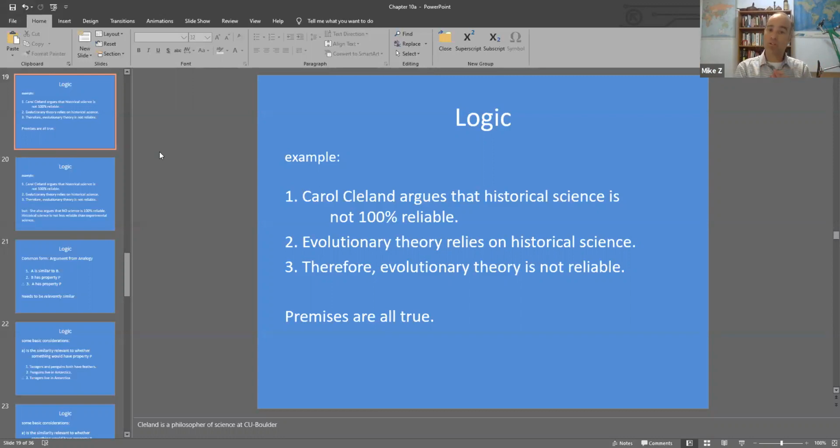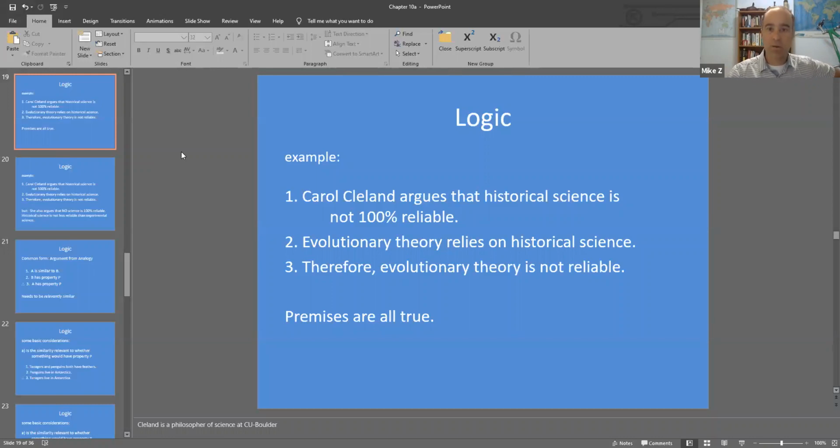And then there were also people who thought that if we do teach evolutionary theory, we should also teach something like creationism or intelligent design theory, if you've heard of that. The scientific community considers these to be non-scientific rivals to evolutionary theory. So they present this argument that they heard from Carol Cleland. Carol Cleland argues that historical science is not 100% reliable. Evolutionary theory relies on historical science, therefore evolutionary theory is not reliable.